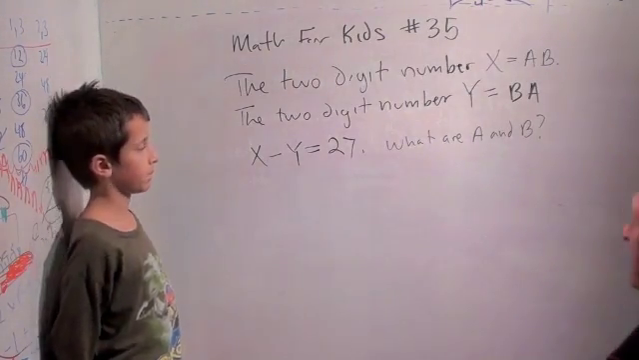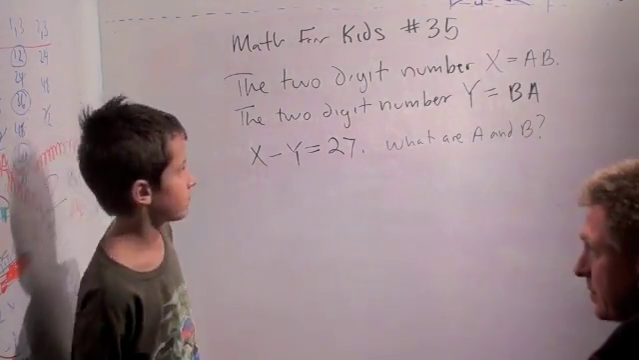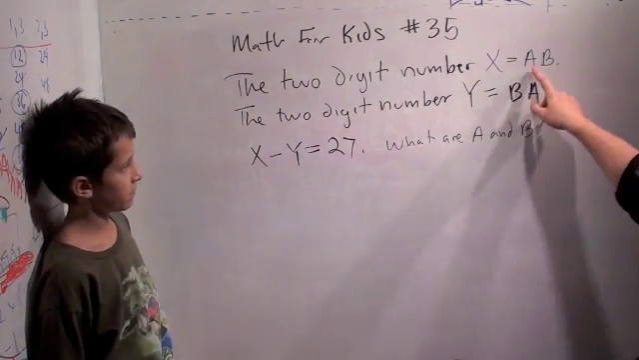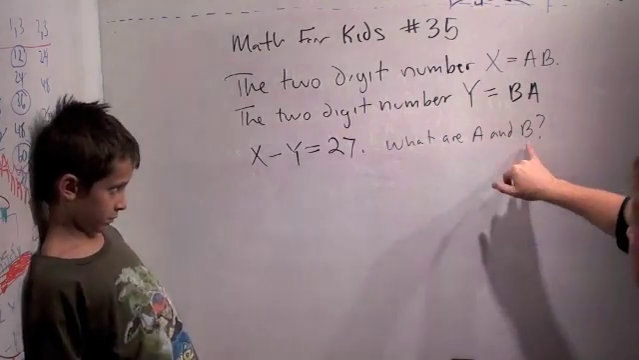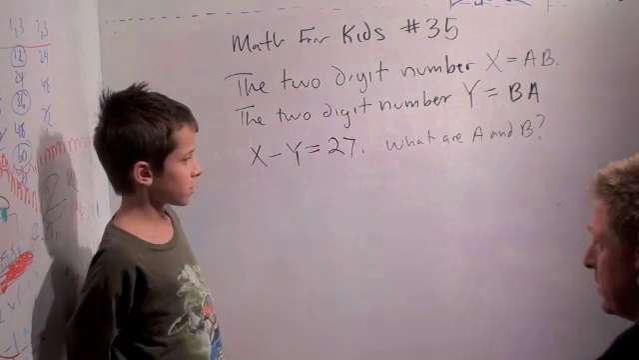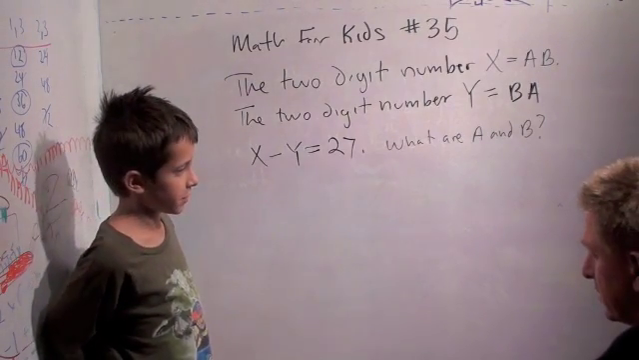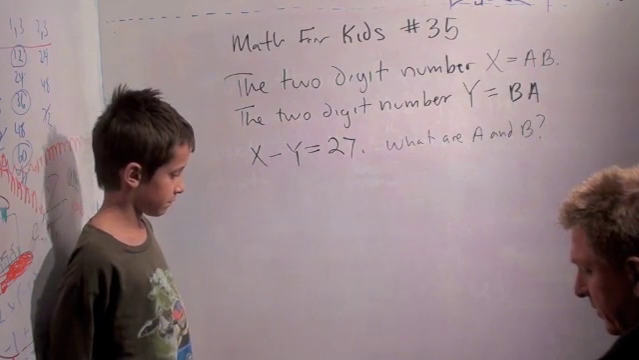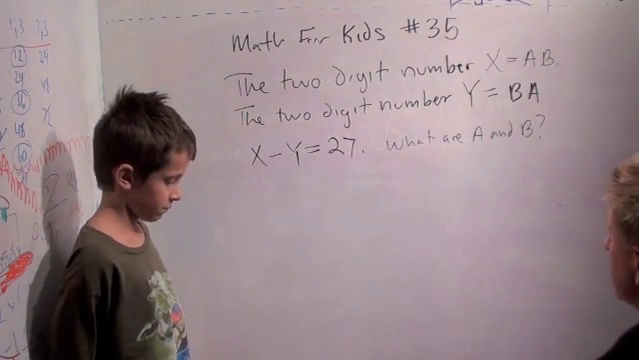x minus y is 27. What are A and B? The digits. A is a single digit number, B is a single digit number. Does it make sense? Yeah. Let's look at the two numbers backwards and forwards. When you subtract them, you get 27. That's what we have to find, so we have to figure out if there's a good way to do that.